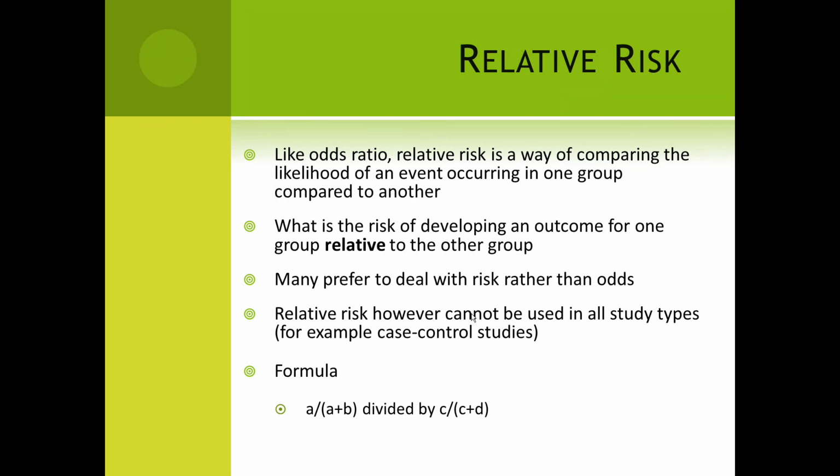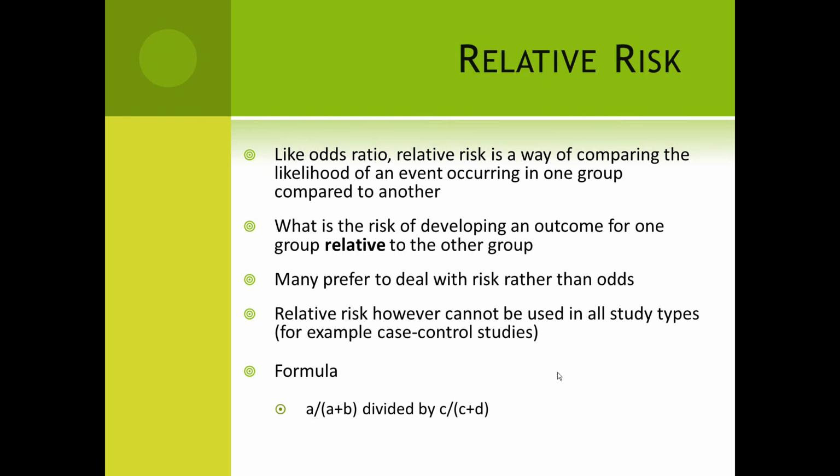Relative risk is a way of comparing the likelihood of an event occurring in one group compared to another. It's not about what are the odds of it happening, but what is the risk of it happening. Relative risks can't be used with all study types, and in those situations people will use odds ratio. But you read and understand them in the same sort of way.